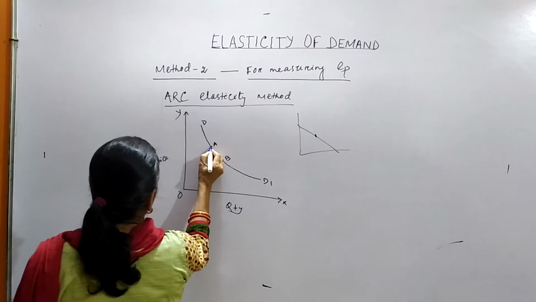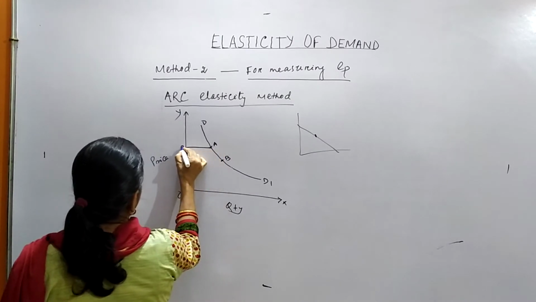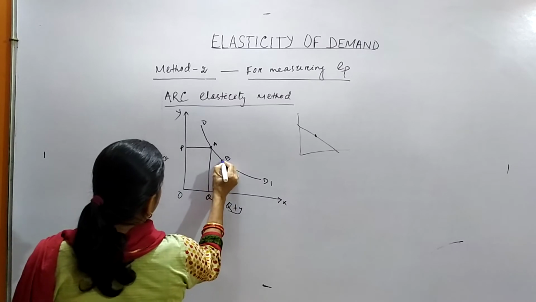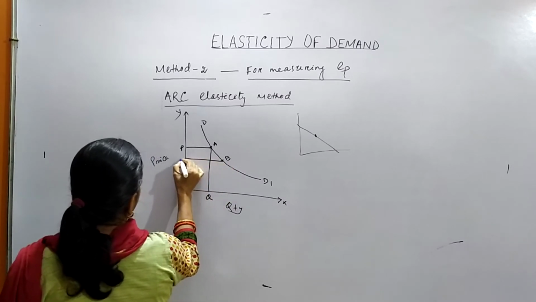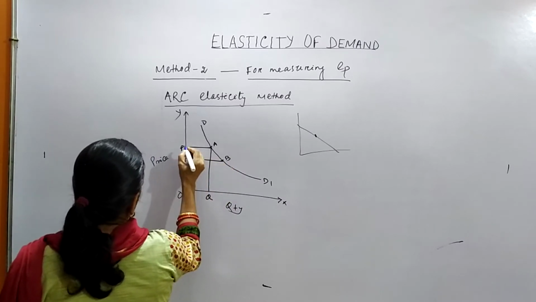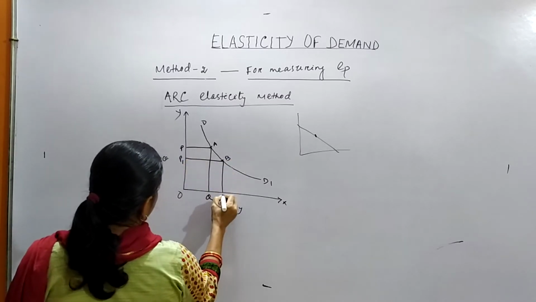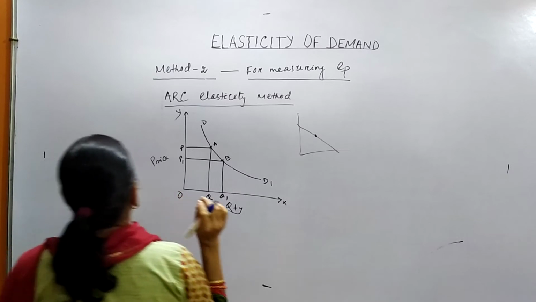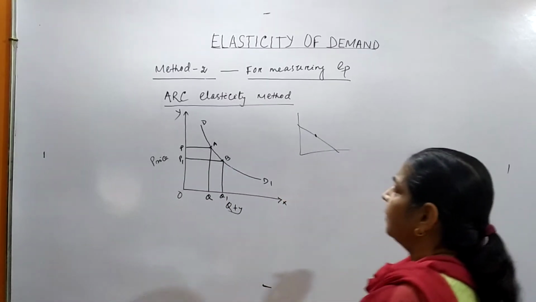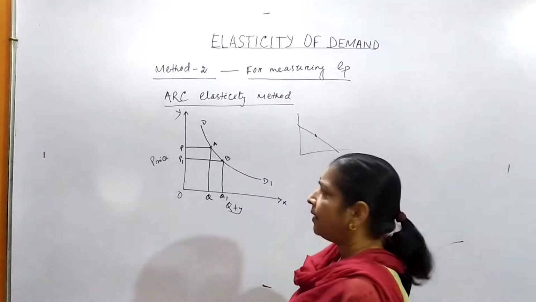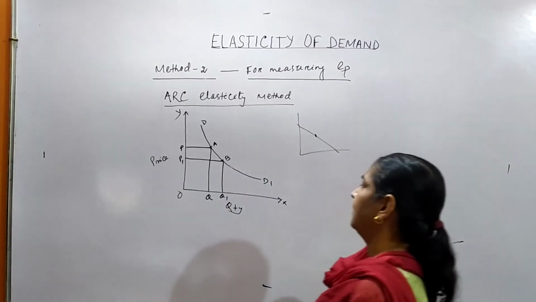Suppose this is a price for this point, and this is the quantity. This is another point, for this point this is price P1 for quantity Q1. So what will be the value of elasticity between A and B, or in an arc?